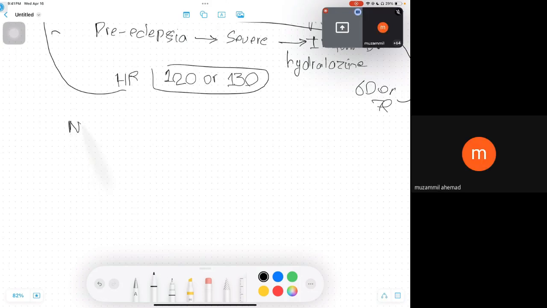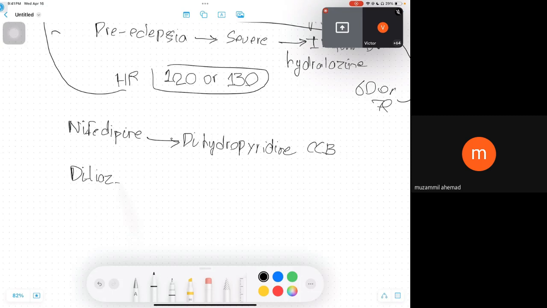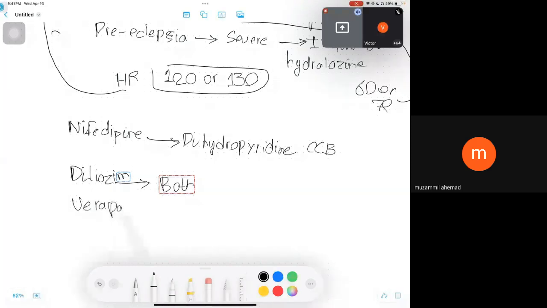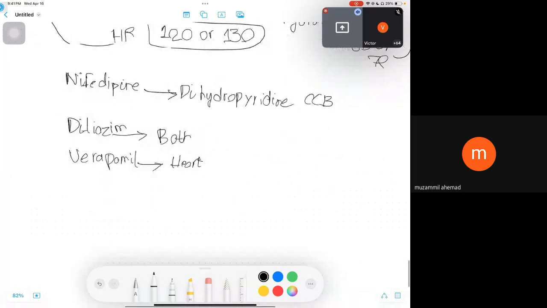Yes, remember it's a dihydropyridine calcium channel blocker. Another important thing they test is where nifedipine acts. Nifedipine will act on vessels, diltiazem will act on both, and verapamil basically acts on the heart. So keep this distinction in mind.